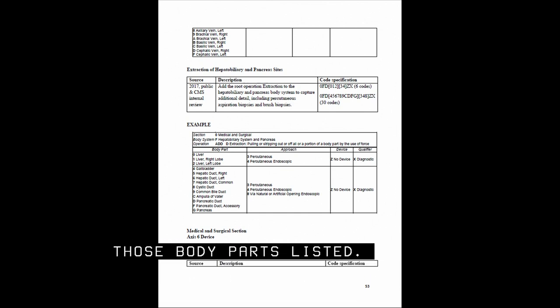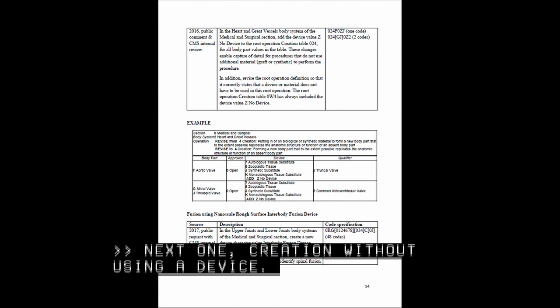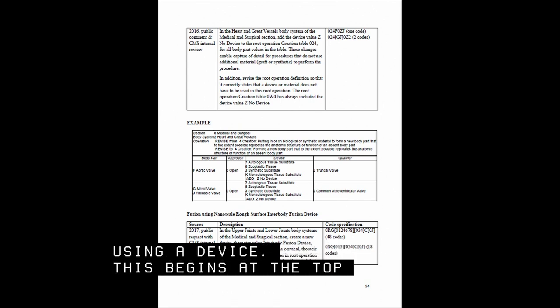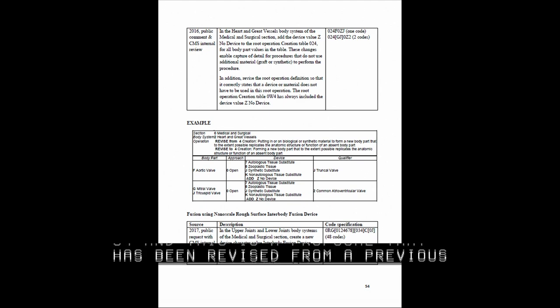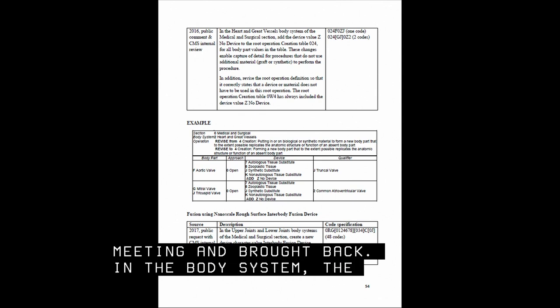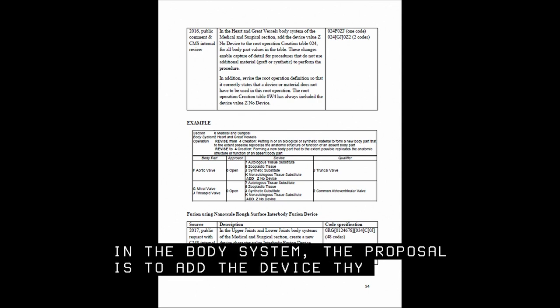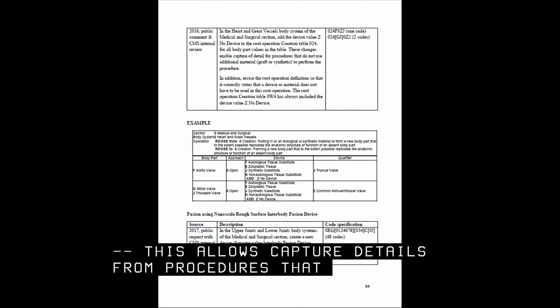Next one, creation without using a device. This begins really at the top of page 54, and this is a proposal that's been revised from a previous meeting and brought back. In the heart and great vessels body system, the proposal is to add the device value Z, no device, to the root operation creation table 024 for all body part values in that table. This allows capture detail for procedures that do not use additional material such as a graft or synthetic substitute in order to perform the procedure.